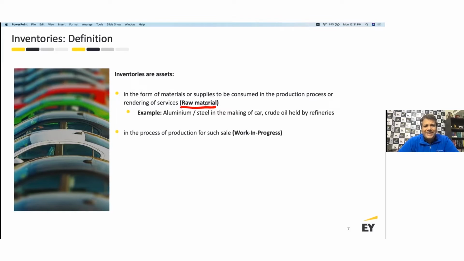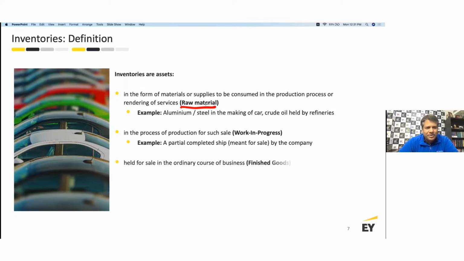Then, in the process of production for such sale, which is called work in progress. So inventory could be raw material, or work in progress, such as a partially completed ship meant for sale by the company, or a car which is still in the making. Or it could be held for sale in the ordinary course of business, which is finished goods. Example, goods held by retailers or distributors, a car which is ready for sale by manufacturing companies.